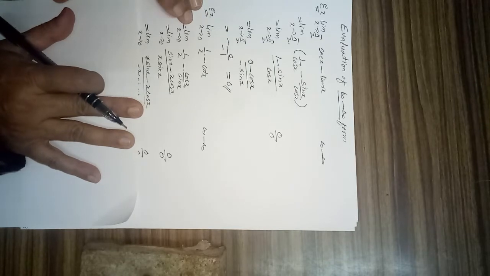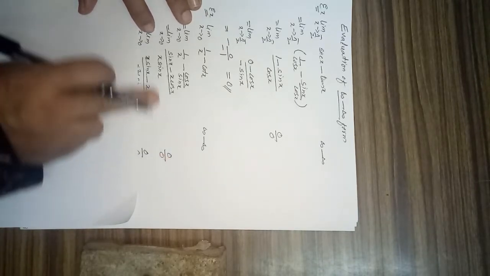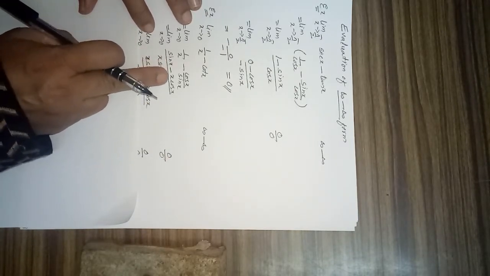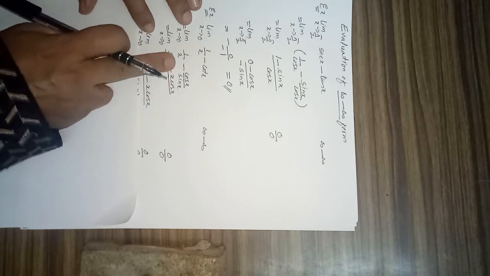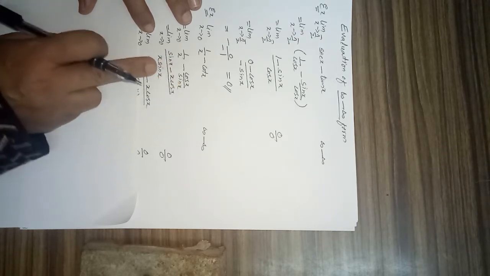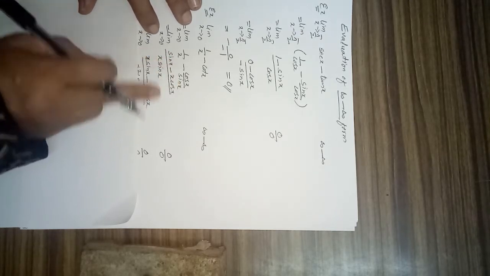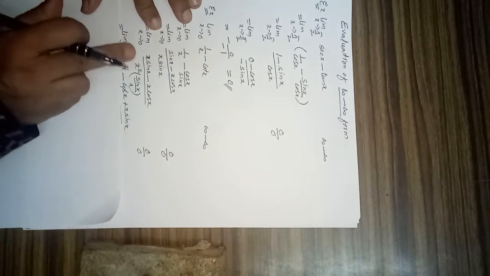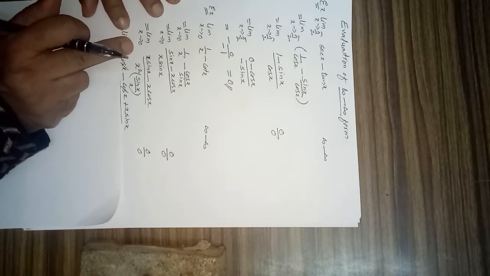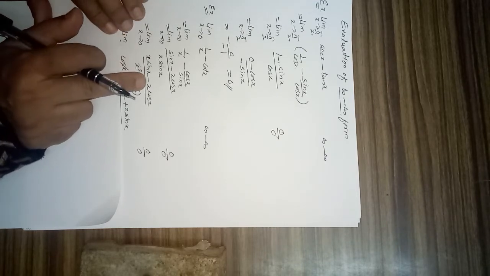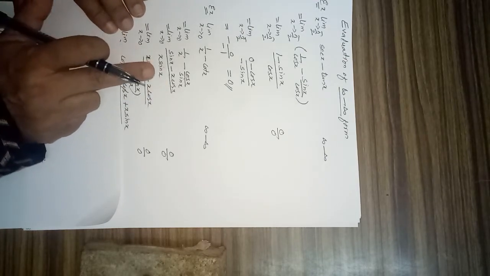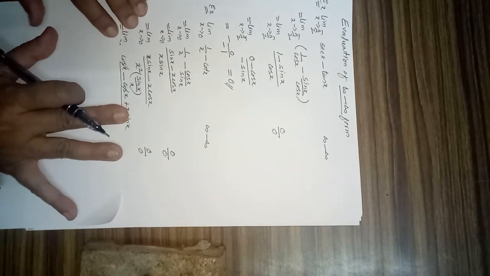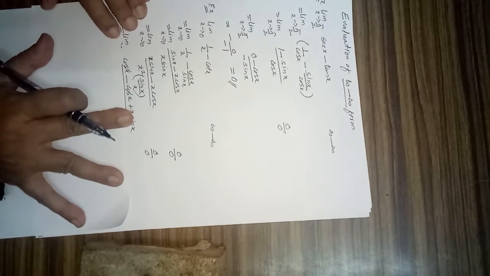Now if we substitute x equal to 0, it will be 0 by 0: sin 0 is 0, minus 0 into cos 0 which is 1. So 0 minus 0 is 0, divided by 0 into 0 which is 0. So it is 0 by 0 form. Therefore, this is equal to the limit as x tends to 0 of sin x minus x cos x divided by x sin x.